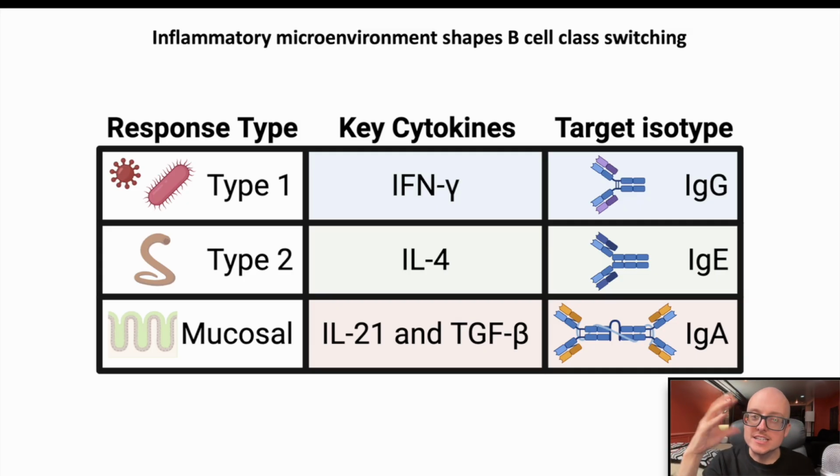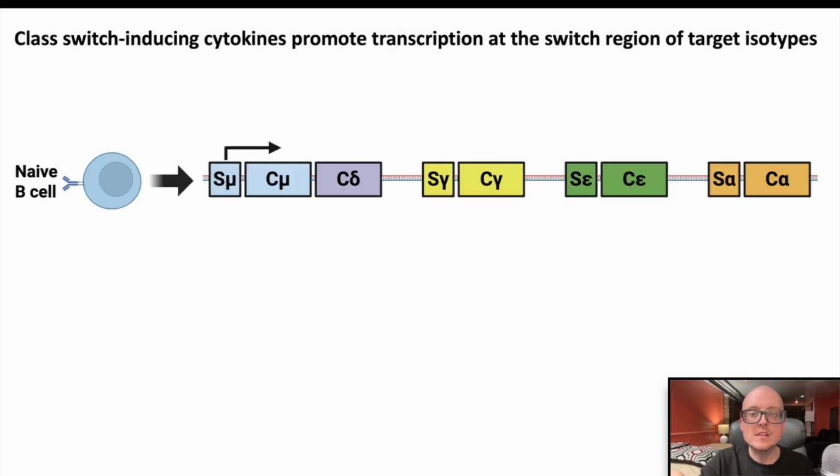So the big idea here is that inflammatory microenvironment is going to be an important signal that is going to shape B cell class switching. But assuming the B cell is activated, it sees its antigen, and it receives one of these cytokines, let's look at what actually occurs in order for class switching to be accomplished.